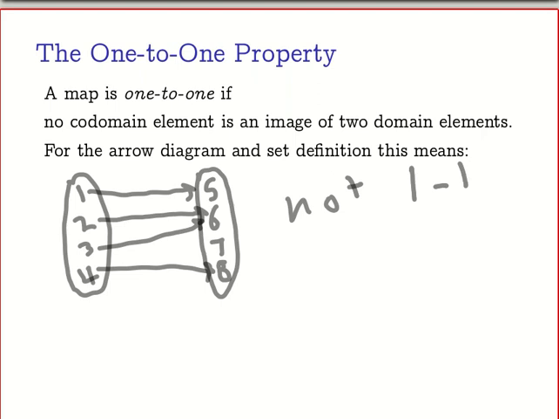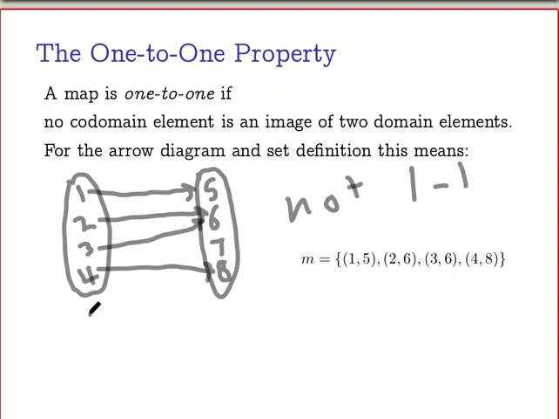Okay, let's see what this means for the set definition. Okay, here's the set definition. We have 4 ordered pairs corresponding to the 4 lines in the arrow diagram. And we can see here that the second and third ordered pairs have the same codomain element 6, but different domain elements 2 and 3. So that means that we have 2 domain elements pointing to or paired with 1 codomain element. So that's the signal that this map is also not one-to-one.